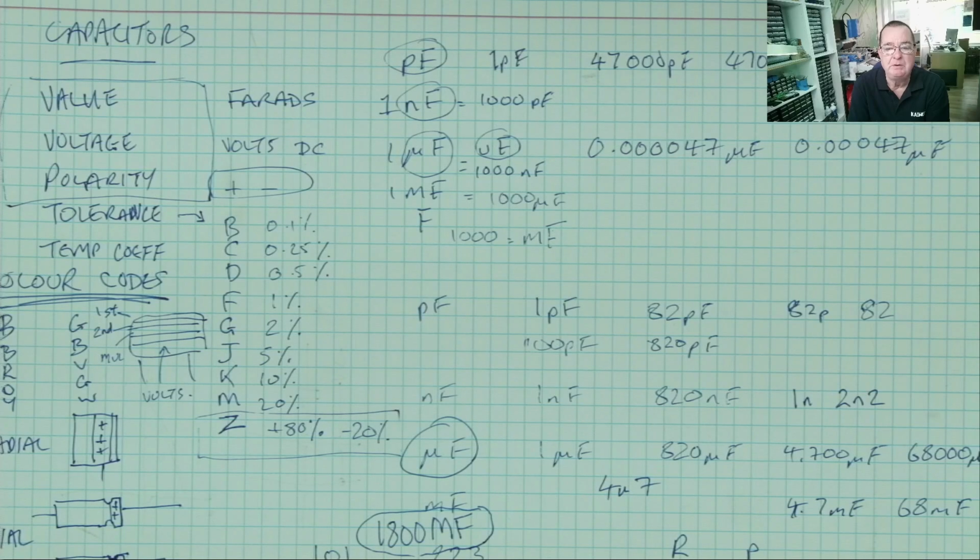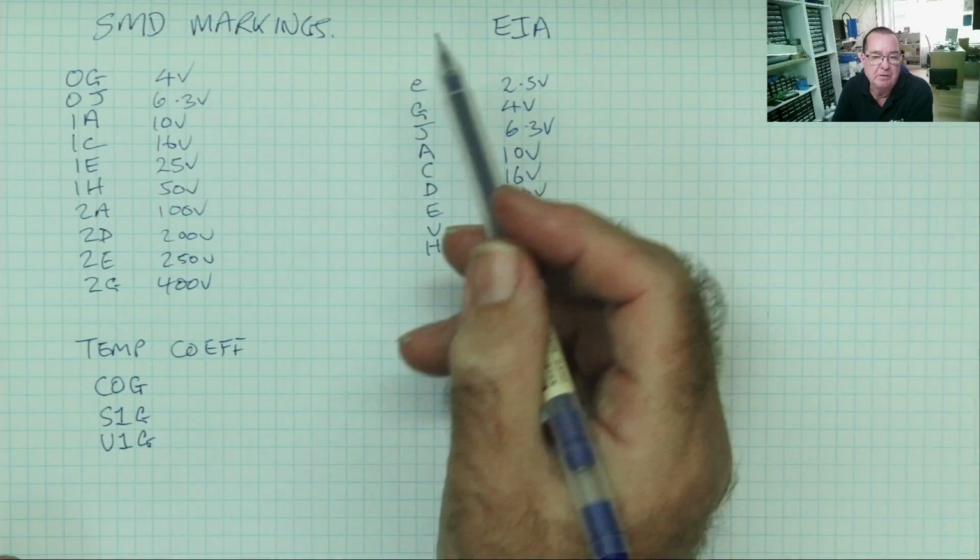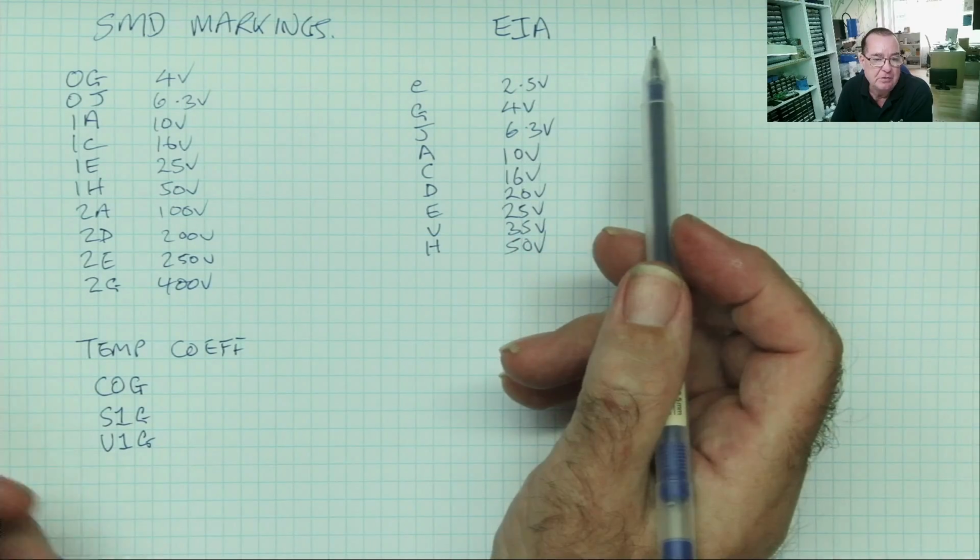But just before we do, we need to look at another type of marking. These are, again, letters and numbers that we find on surface mount capacitors, but also some through-hole capacitors as well, such as film capacitors. So we'll look at these markings and then we'll actually look at some real-life examples. So we have these types of markings. These are EIA markings, as they're called.